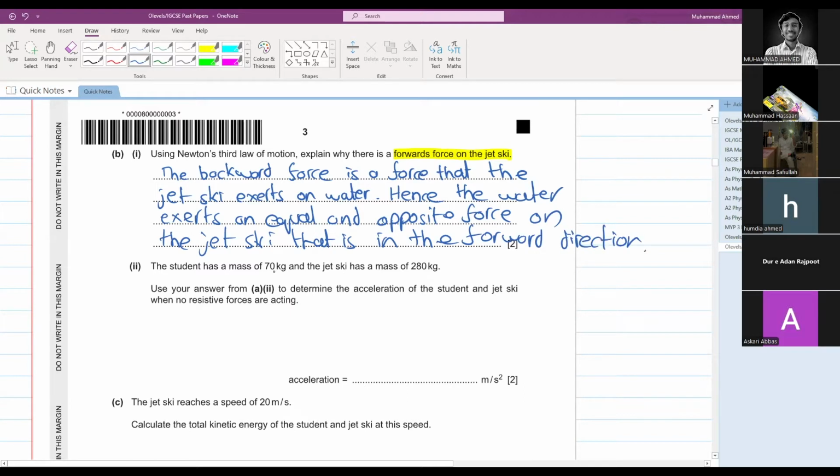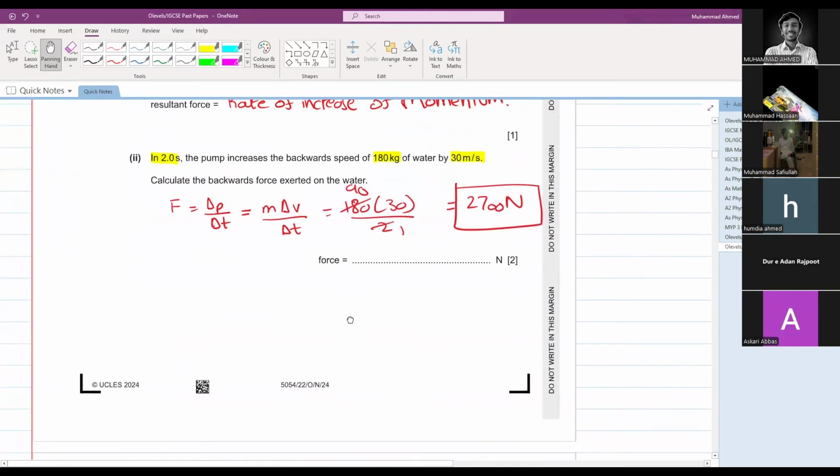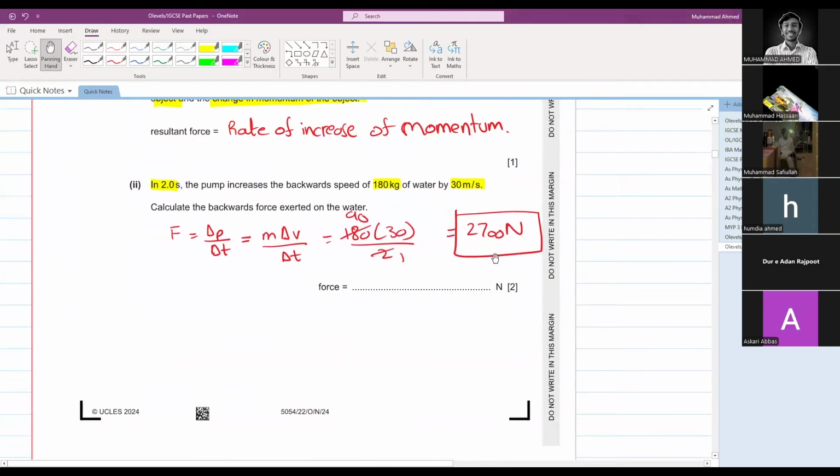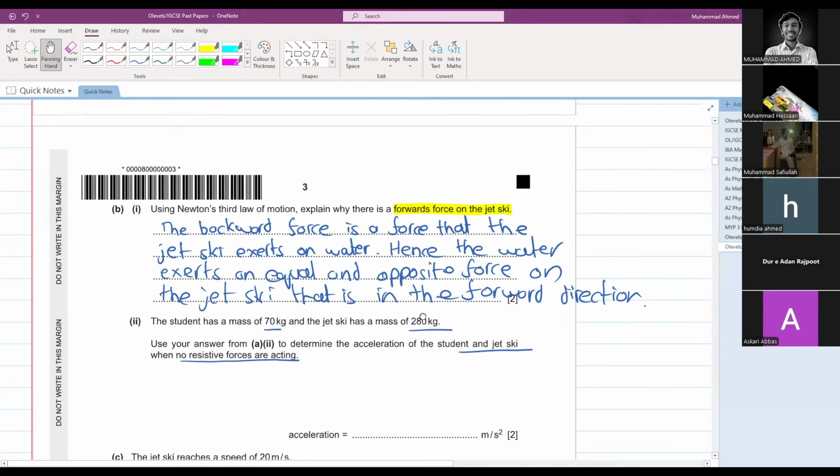The student has a mass of 70 kg and the jet ski has a mass of this. Perfect. Use your answer from part A2 to determine the acceleration of the student and the jet ski when no resistive forces are acting. बेटा हमने resultant force क्या निकाली है? What is the force? 2700.